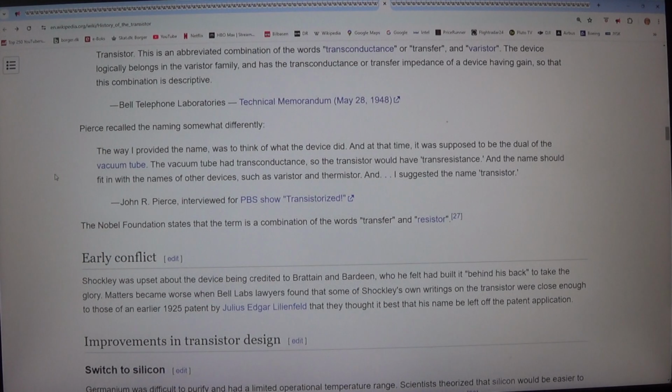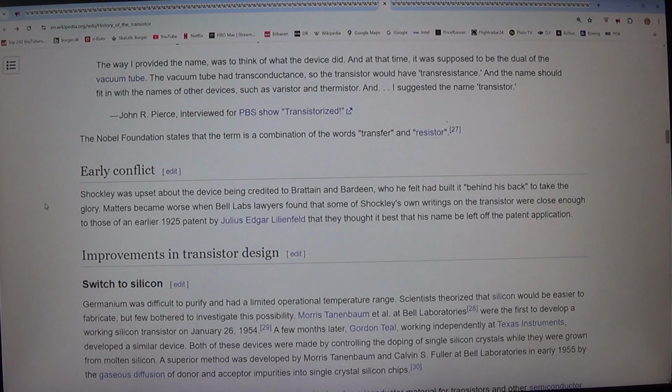Pierce recalled the naming somewhat differently. "The way I provided the name was to think of what the device did. And at that time, it was supposed to be the dual of the vacuum tube. The vacuum tube had transconductance, so the transistor would have transistance. And the name should fit in with the names of other devices, such as varistor and thermistor. And I suggested the name transistor." John R. Pierce, interviewed for PBS show Transistorized. The Nobel Foundation states that the term is a combination of the words transfer and resistor.